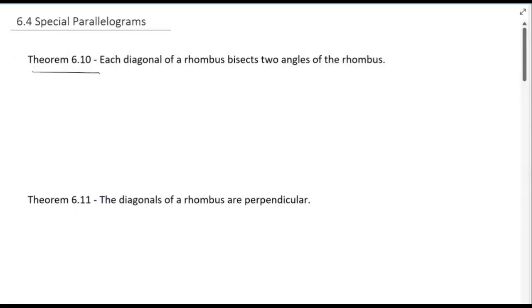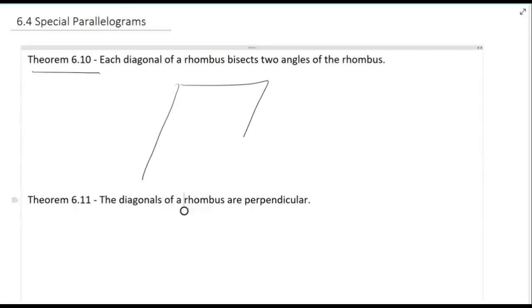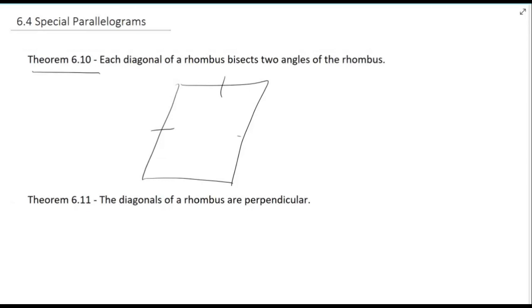So the first theorem is going to say that each diagonal of a rhombus bisects two angles of the rhombus. So if we're just going to review, a rhombus is like a square tilted on its side. All of the sides are congruent.